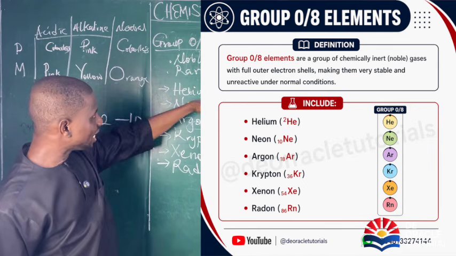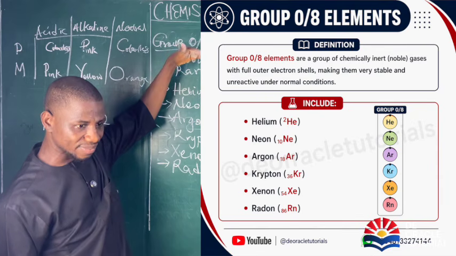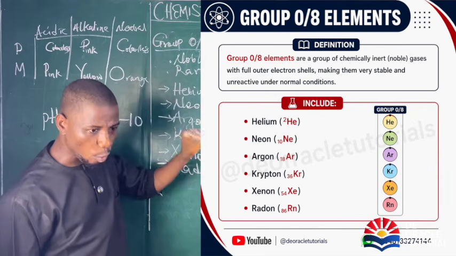Now we have these. These are the members in the what? Group 0 of the periodic table, also called group 8A or group 18. Exactly. We are going to look at each of them one after the other.